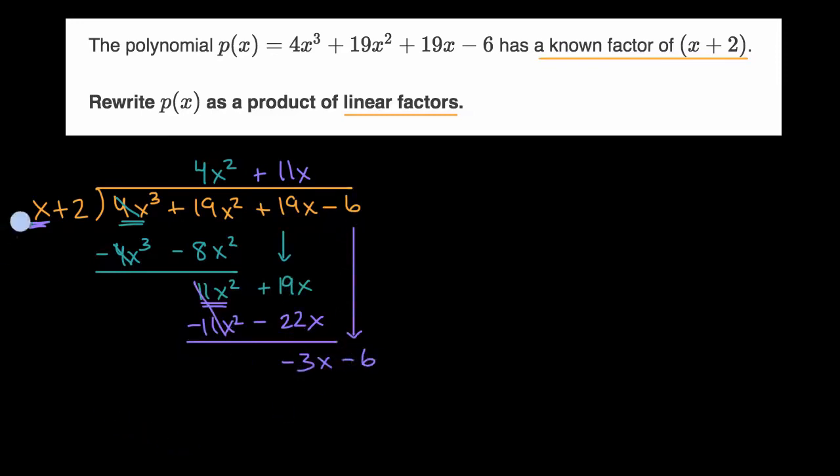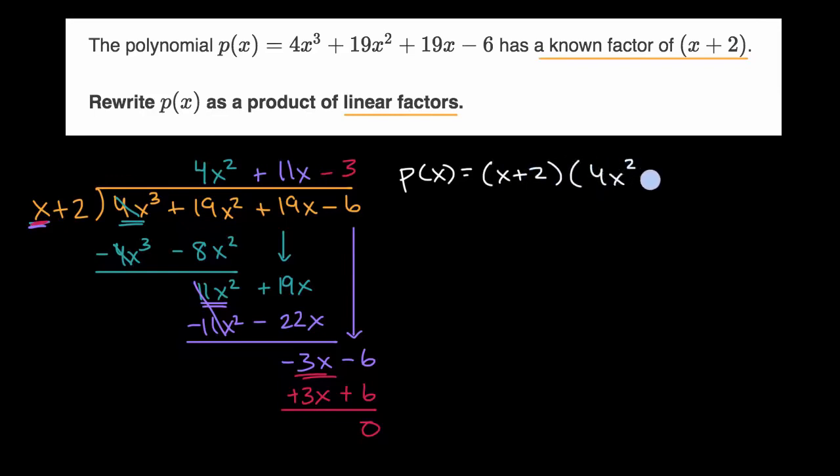And then we look at, once again, the x and the negative 3x. X goes into negative 3x negative 3 times. And so negative 3 times x is negative 3x. Negative 3 times 2 is negative 6. And then if we want to subtract what we have in red from what we have in magenta, I could just multiply them both by negative. And so everything just cancels out and we have no remainder. And so we can rewrite p of x as being equal to x plus 2 times all of this business, 4x squared plus 11x minus 3.